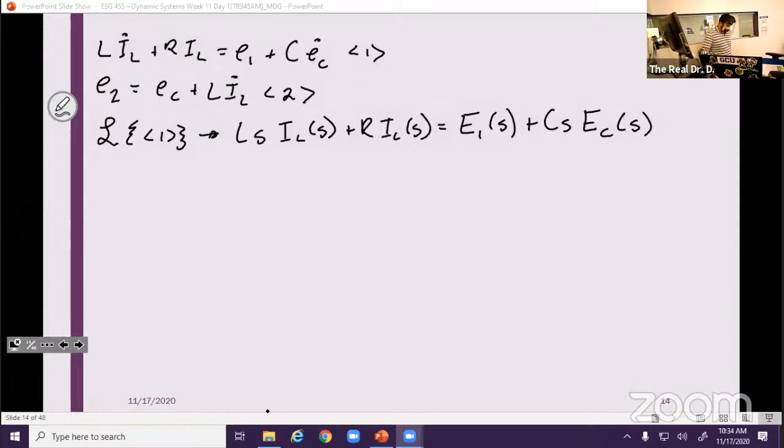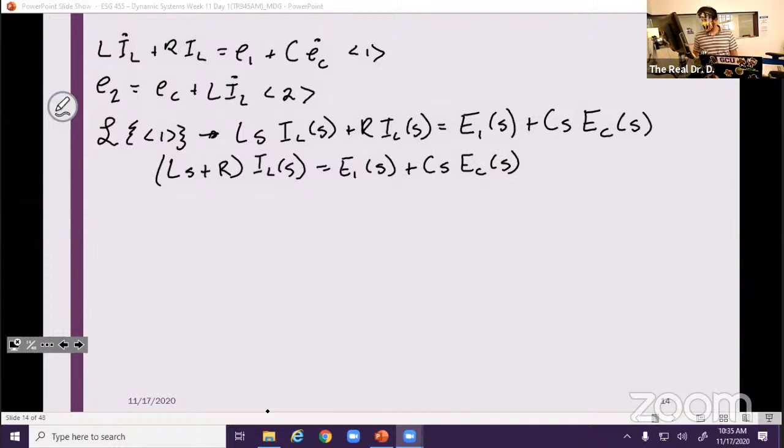And I can do some algebra, right? And I will. So I'm going to get (Ls plus R) times I_L(s), right? So I'm just grouping my like terms, making it look nice, cleaning it up a little bit. I'm going to leave that for right now. I'll call this equation Laplace 1, because it's a Laplace on equation 1. Okay.